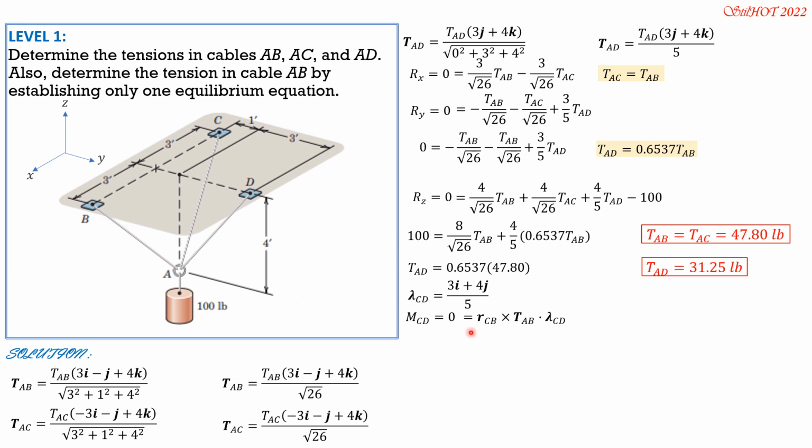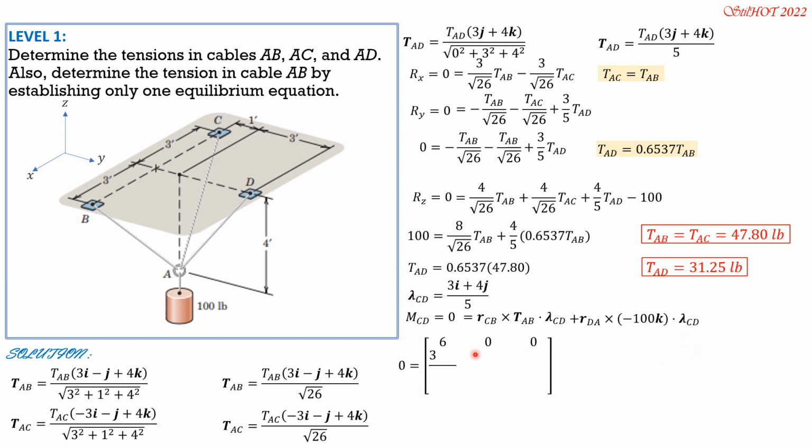So the first letter here is the point on the axis, and the second letter is the point on the line of action of the force. You can also have R CA if you want, R DC if you want, or R DB if you want. So this is the simpler case. And plus R DA cross the 100-pound force, which is negative 100K. Then that lambda of CD also.